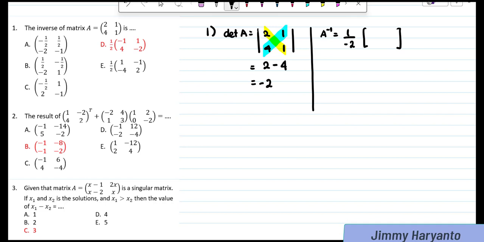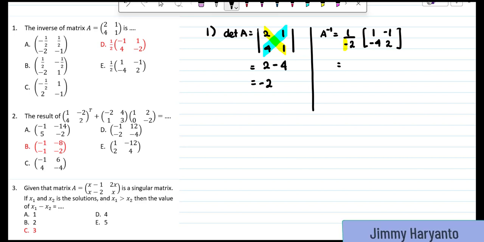And then what you do is to swap the A and the D. The A is 2, the D is 1. You swap them, you will have 1 and 2. And then you give negative sign to the B and to the C. Negative 1 and negative 4. And then to get the answer, you only have to multiply the negative sign of the half inside the matrix. You'll have negative 1 and then 1 and then 4 and then negative 2. So the answer for this one is D. It is for number 1.